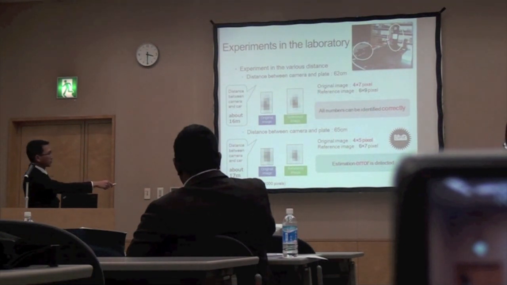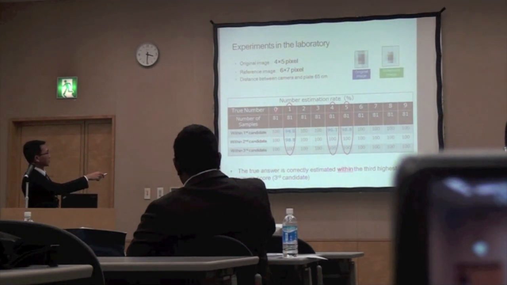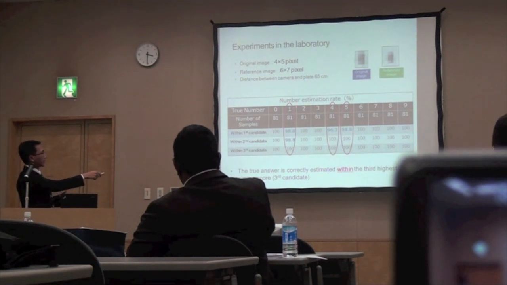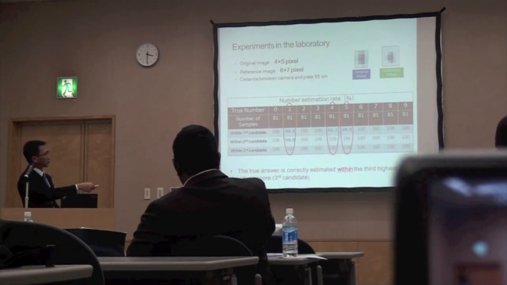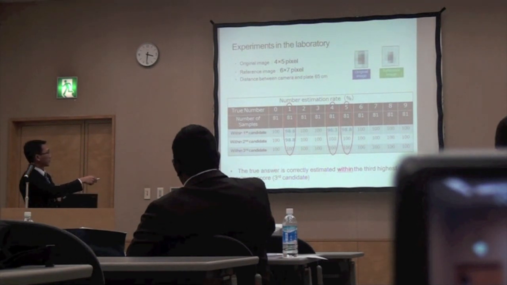What actually happens, the error that happens on 4 by 5 pixels, is explained in this table. The true numbers are 0, 1, 2, 3, 9. The number of samples is 1. We got errors for characters 1, 4, and 5. So the first candidate, or the first highest NCC value, for characters 1, 4, and 5 got an error of about 1 to 2%. We can increase to 100% correct estimation by the proposed method for the second candidate.